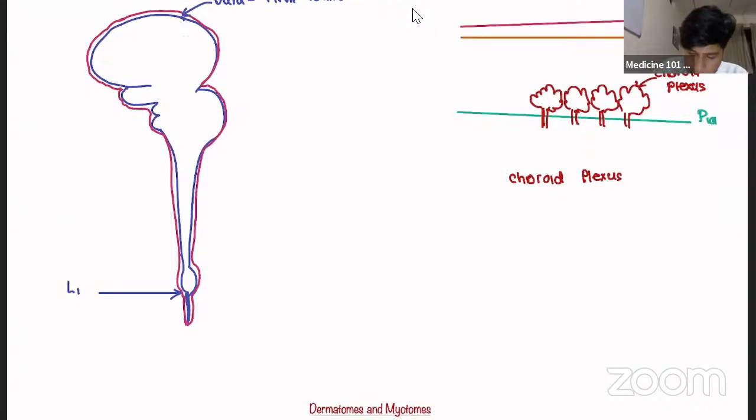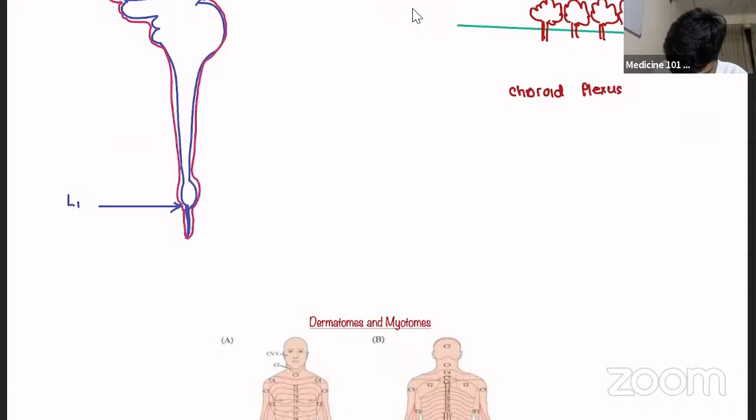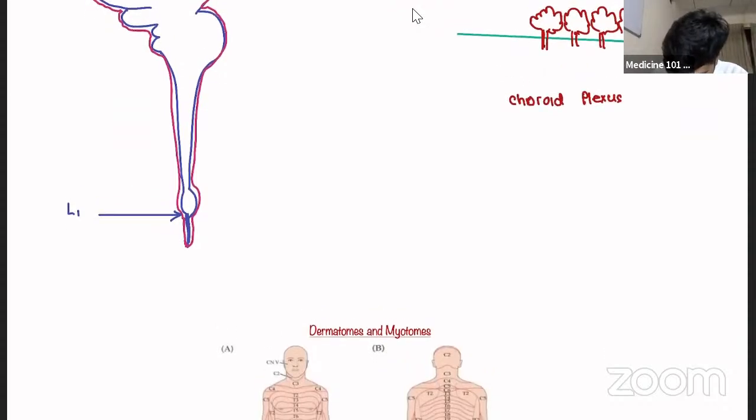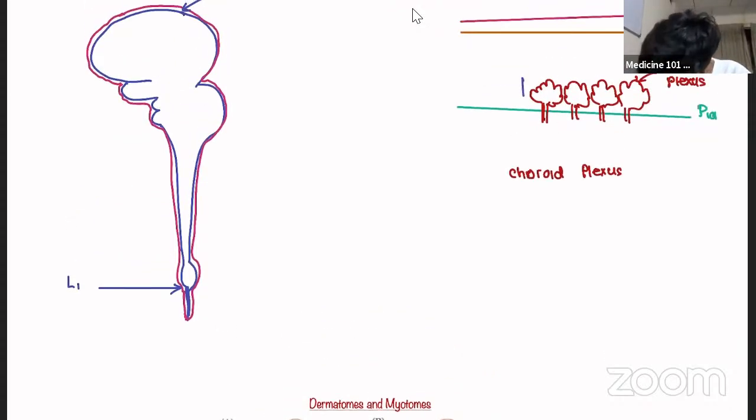Now, let's take a look at the choroid plexus a bit. Guys, this entire structure is called the choroid plexus, but what comes out through the pia mater has another name. You will see this in the PPT or wherever, tela choroidea.